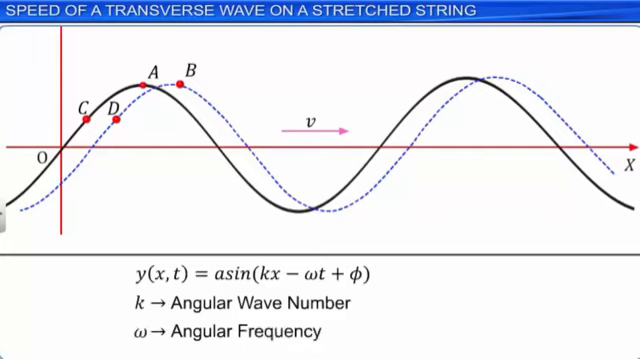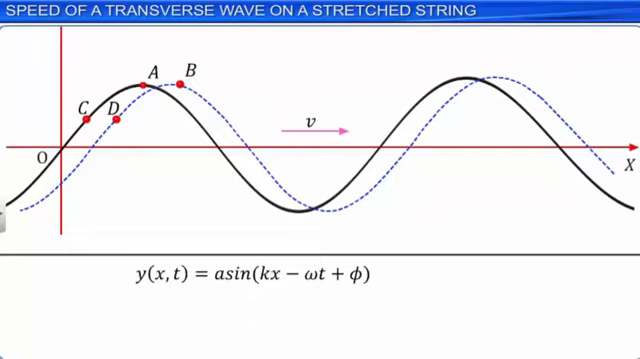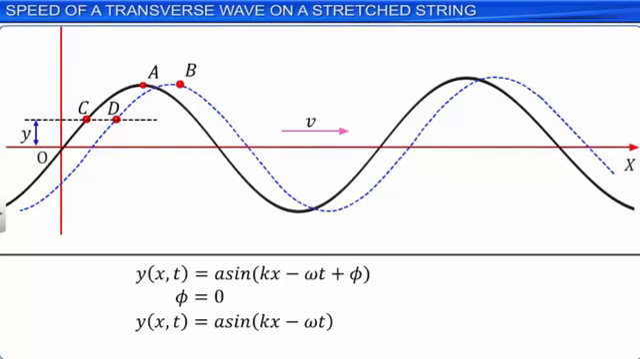For particles C and D, y is the same. Therefore, kx minus omega t is a constant. Let this be equation 1. As the wave propagates, the values of x and t between particles C and D are changing. So, to keep the value of kx minus omega t constant, as x increases, t should also increase.